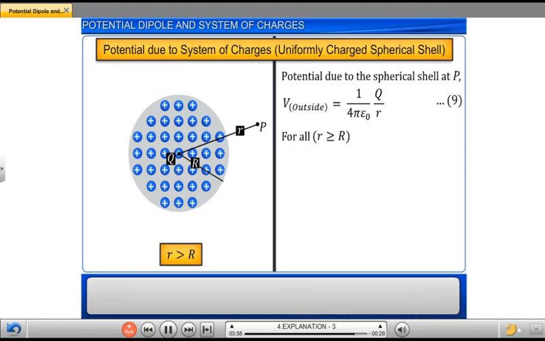Since the electric field strength E for all points inside the spherical shell is 0, the electric potential has to be constant for all such points. The electric potential at any such point which is inside the surface will be equal to the potential on the surface and will be equal to 1/(4πε₀) × Q/R.